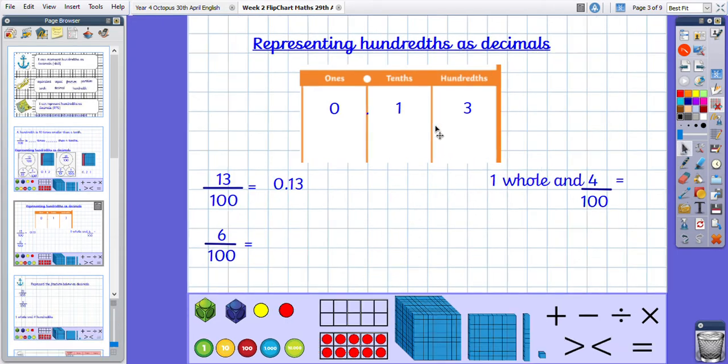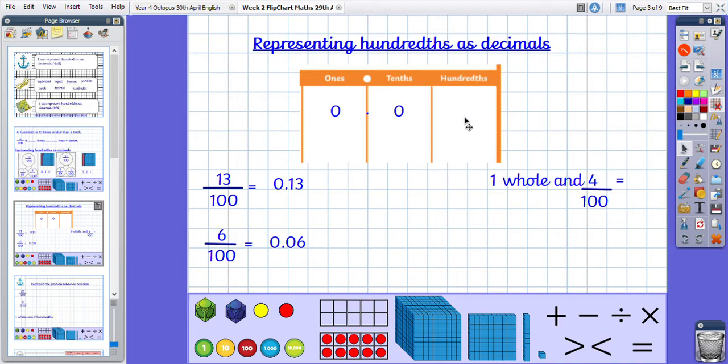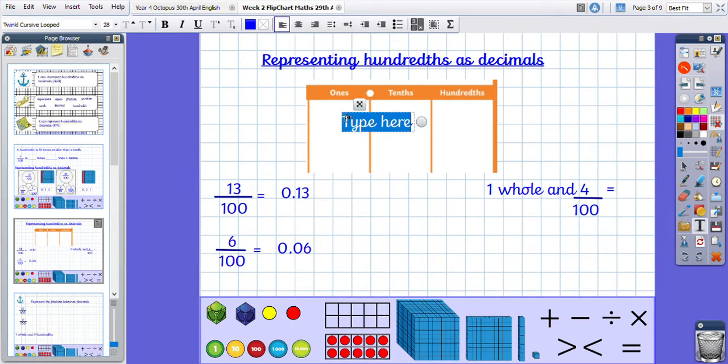So I can clearly see that 13 hundredths as a decimal number is 0.13. Now, if I came across the number 6 hundredths, I have 6 to pop in my hundredths column. Now I don't have any tenths and I don't have any ones. So my number would be 0.06. And finally, my last example, I have 1 whole and I have 4 hundredths, but I don't have any tenths. So I would use a placeholder, and as a decimal number would show this as 1.04.